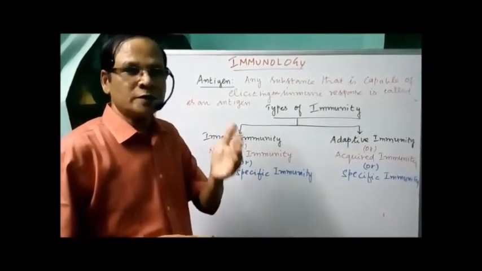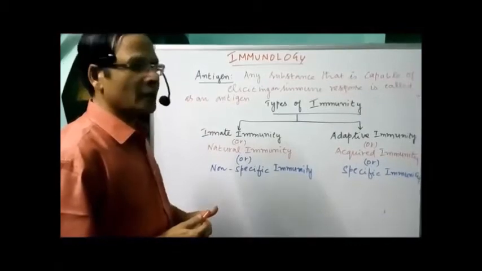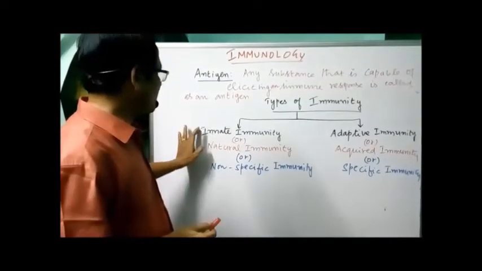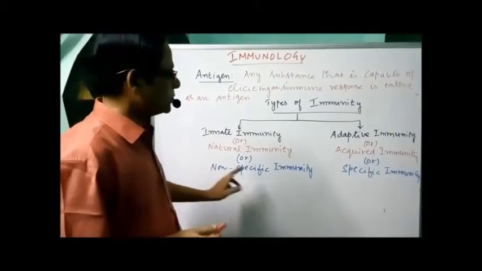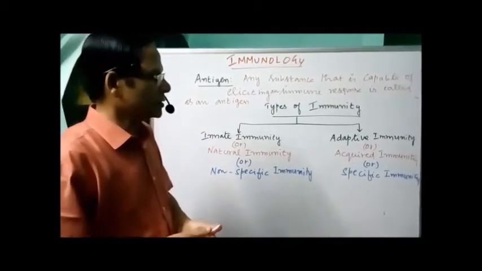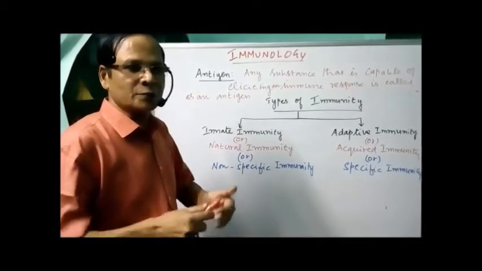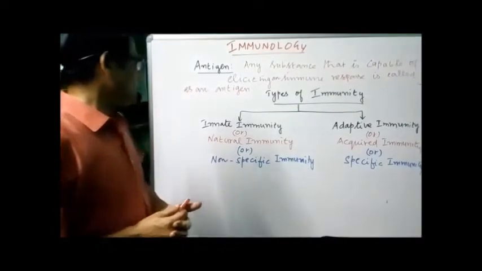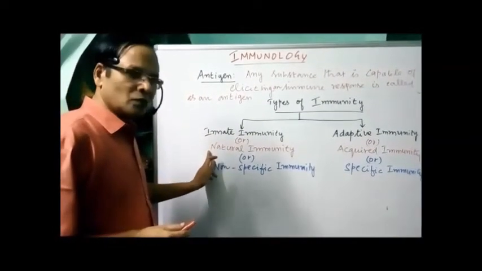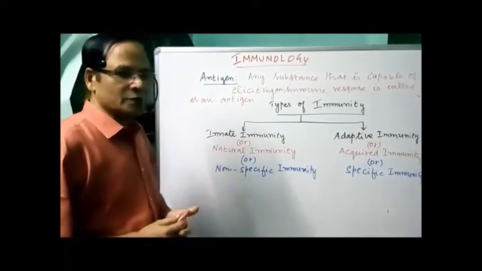There are two major types of immunity. One is called innate immunity, another one is called adaptive immunity. There is no further classification for innate immunity, but for adaptive immunity we again have two different types and further types: artificial, that is natural, active, passive. We'll discuss later. Now the innate immunity. It's also called natural immunity, also called non-specific immunity.